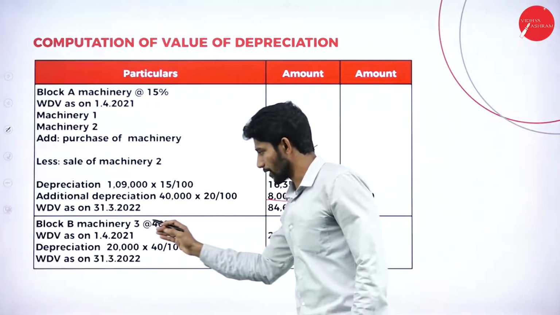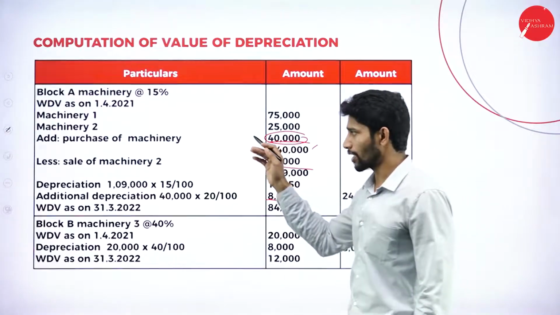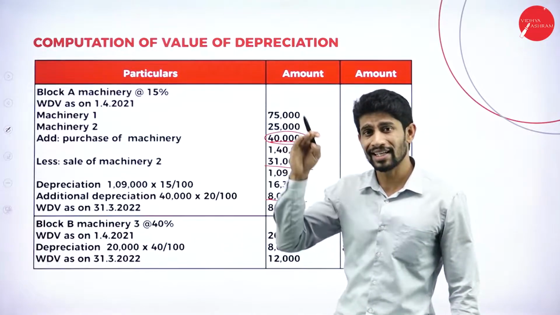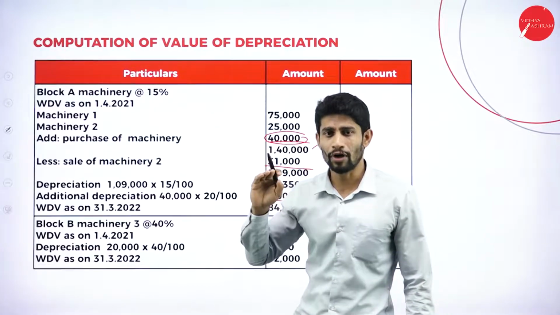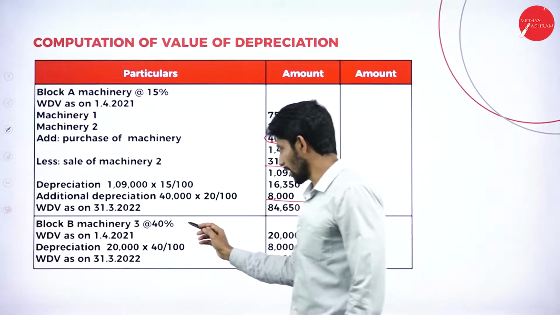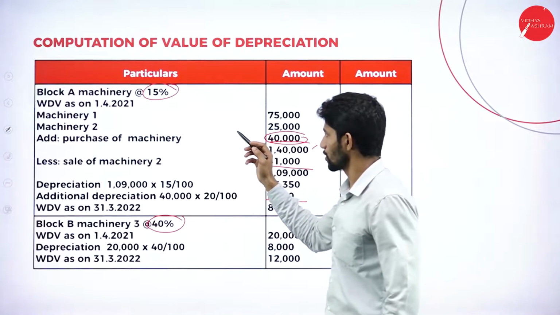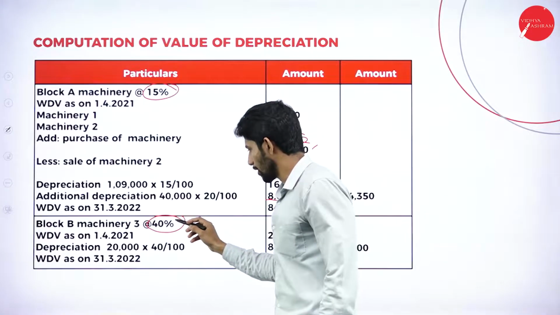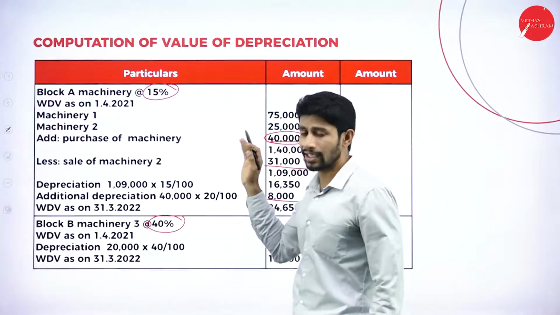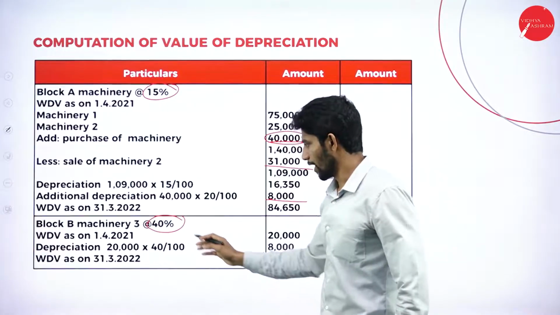Block B, that is machinery 3 at the rate of 40%. See, in block A also we have machinery, in block B also we have machinery, but we segregated the blocks into block A, block B. Why so? Because if you look into the rates of depreciation, here it is 15%, here it is 40%. So that is why we are segregating into different blocks.